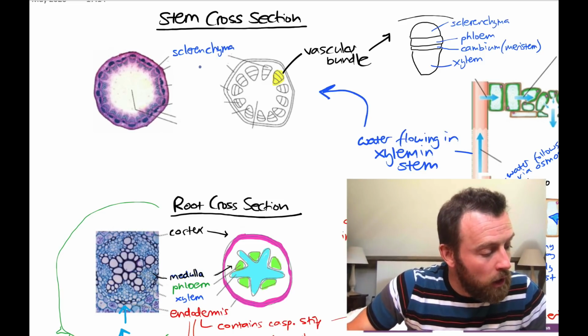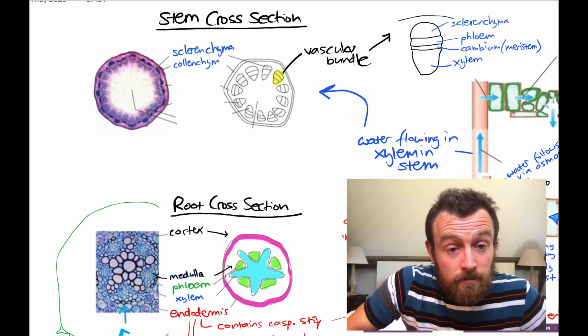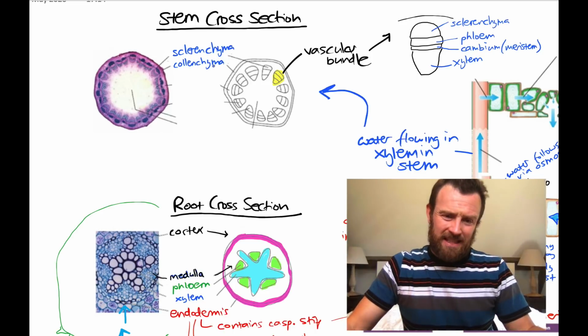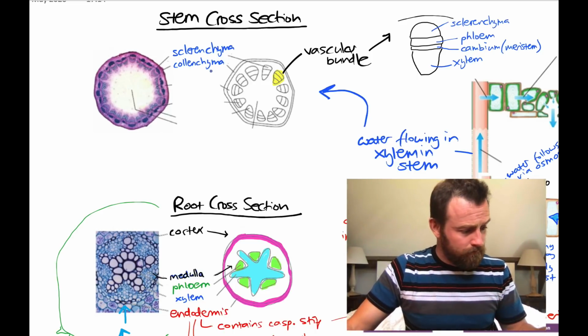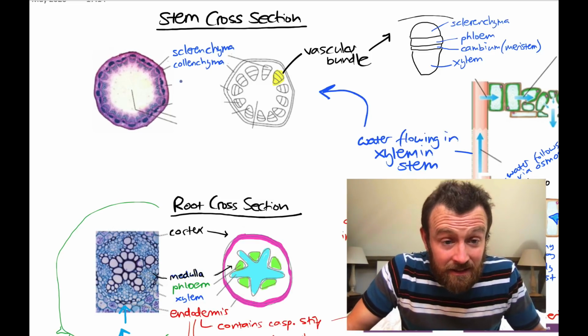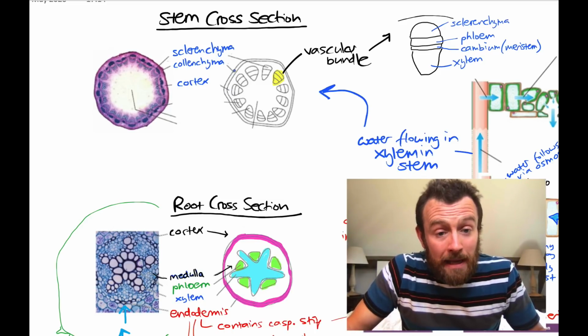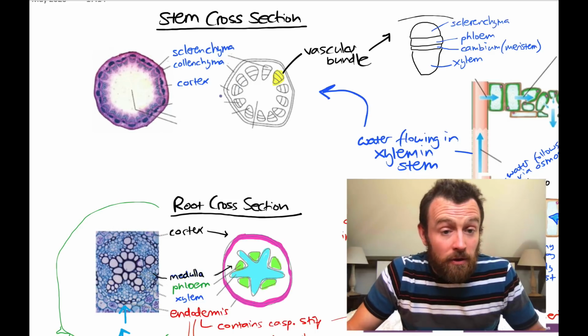Then we've got the collenchyma. So actually that's the even further outer. That's on the very outside. So that's kind of the protective layer on the outside of the plant. We've got a bit of cortex in there, which is not in the vascular bundle. It's between the outer collenchyma and then the vascular bundle.